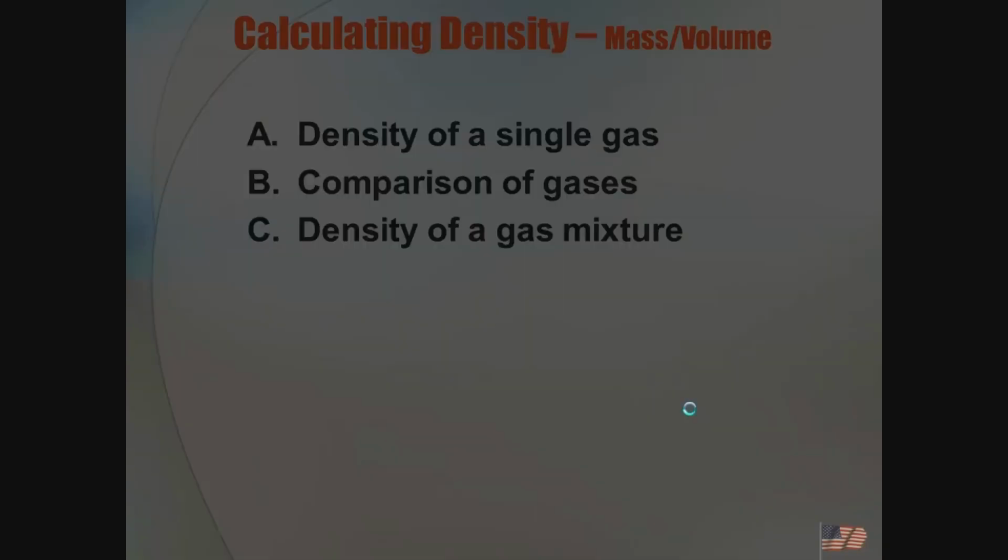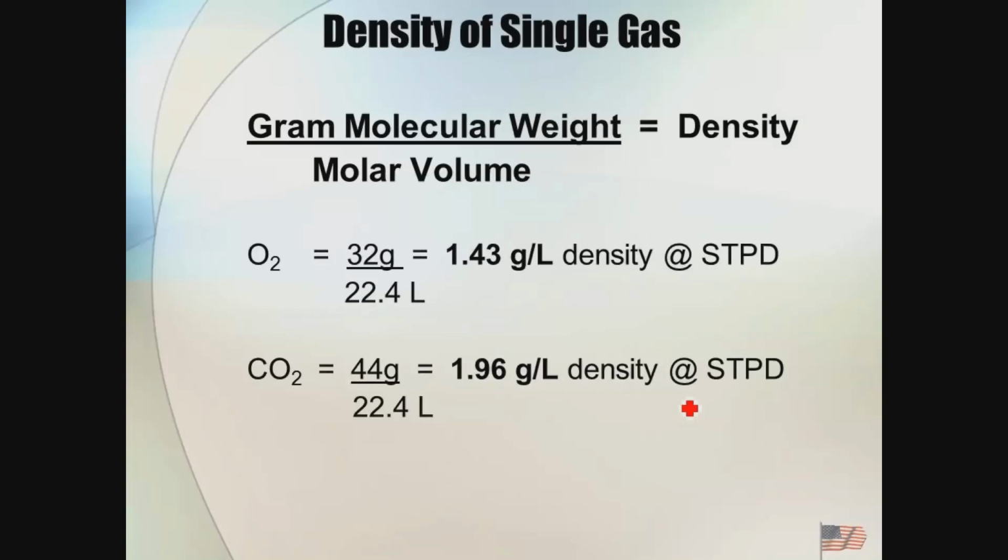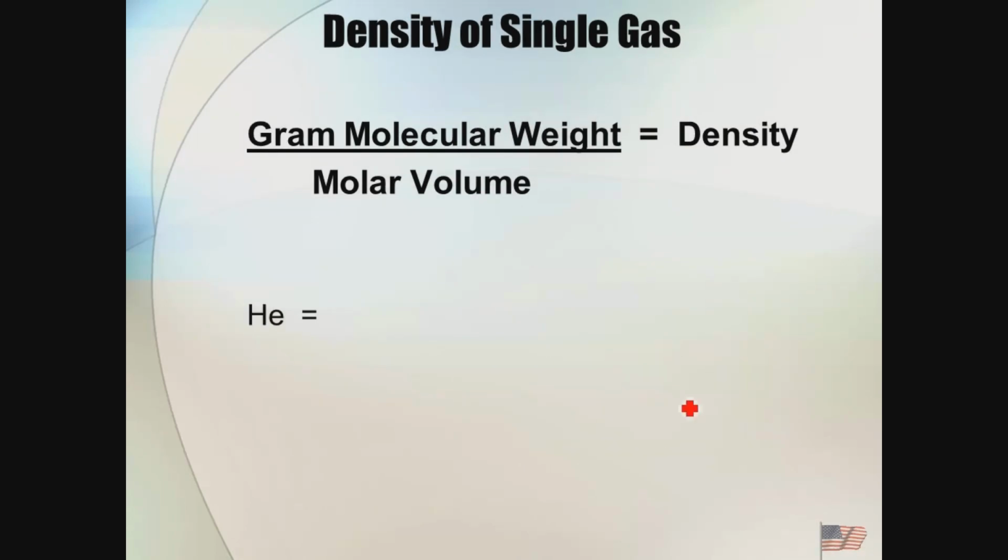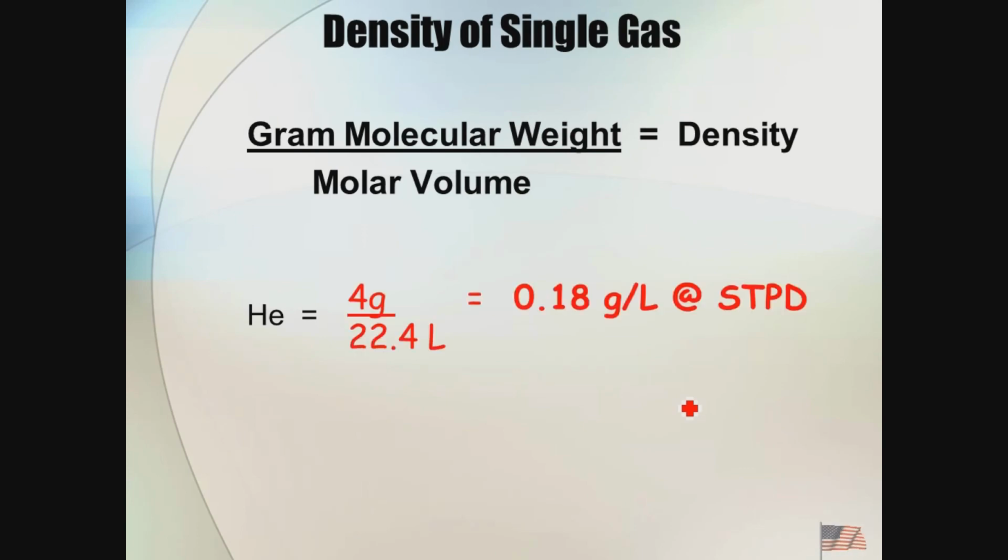So density of a single gas we just went through is pretty easy. You just divide the mass of that particular gas by 22.4. And you can see that carbon dioxide, because it has a higher mass, has a higher density. Again, these are all measured at standard temperature and pressure dry. And technically CO2 is 22.3 liters, but let's just make life easier. What about for helium? What's the gram molecular weight? 4. Divided by 22.4, it has a density of 0.18.